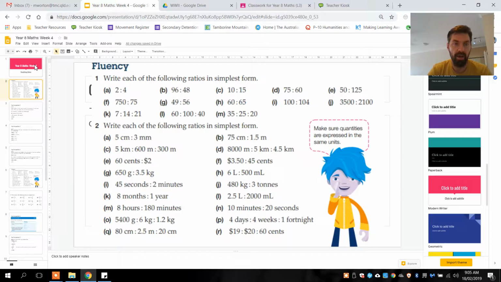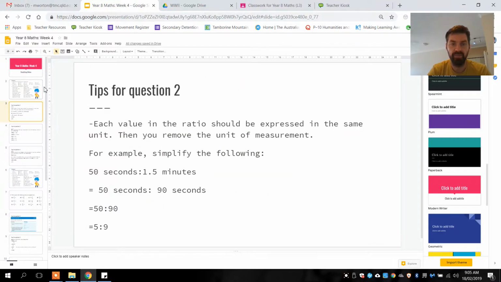So questions 1, you should be fine with now. It's just about getting on with it. Question 2, write each of the following ratios in the simplest form. Here's some advice for you. So some tips. Each value in the ratio should be expressed in the same units.